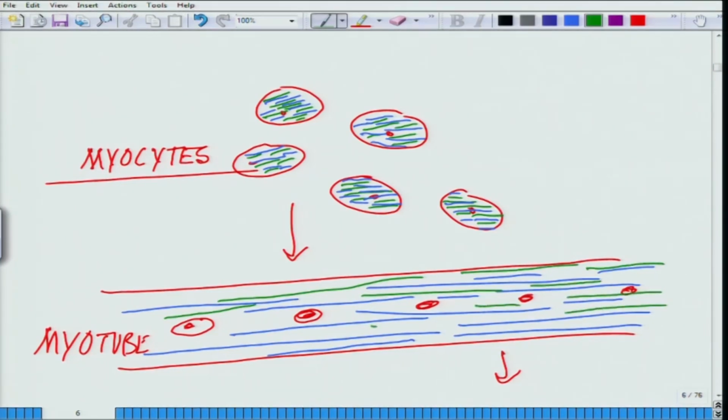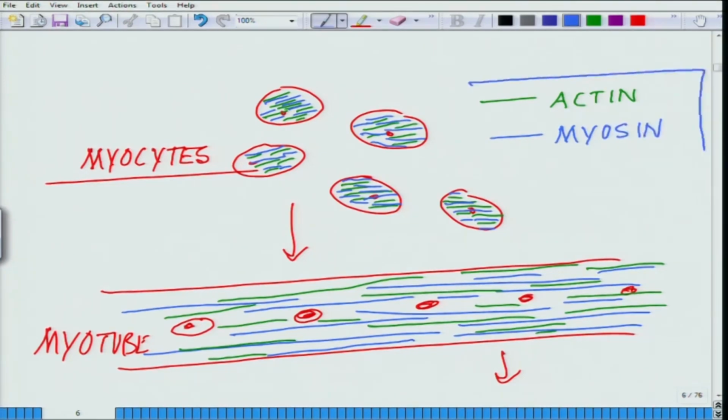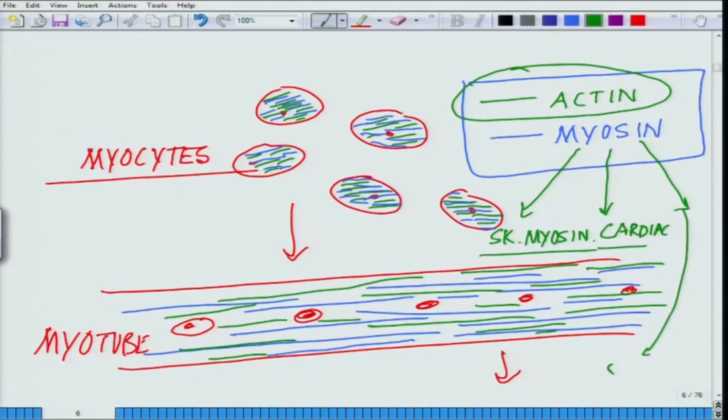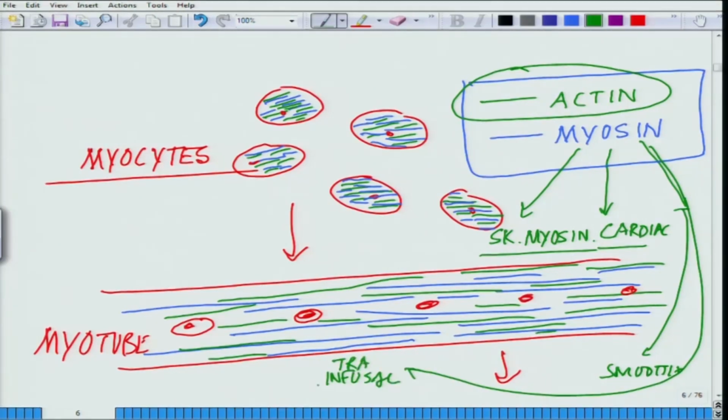So, what are these proteins? There are 2 proteins which are making this muscle structure here. The green one I represent as actin filament, and the blue one I represent as myosin filament. Here I wish to highlight something. Actin is fairly well conserved. Myosin filaments have different variants. Skeletal muscle myosin is different as compared to myosin of cardiac muscle. Myosin of smooth muscles is different. Myosin of intrafusal fibers is different. Okay, so there are different variants of myosin.